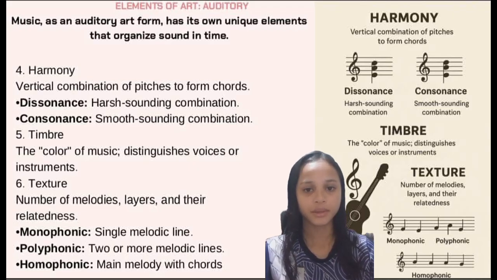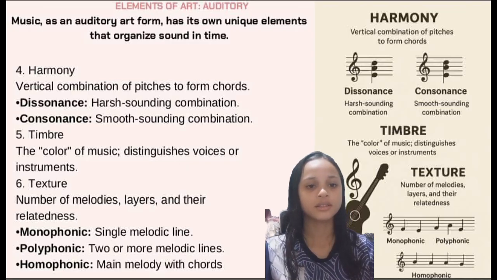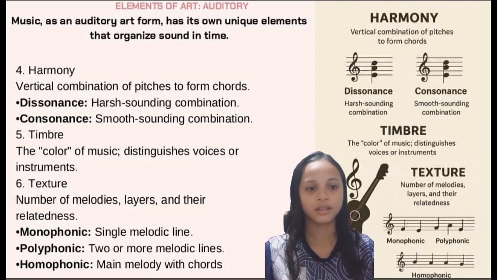So the last element is texture, the number of melodic layers and their relatedness. Texture describes how different musical lines are combined. Monophonic texture has a single melody line, homophonic texture features one main melody, and polyphonic texture has two or more independent melodies playing at the same time.